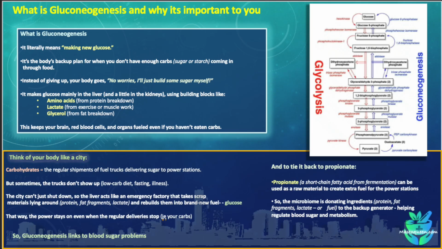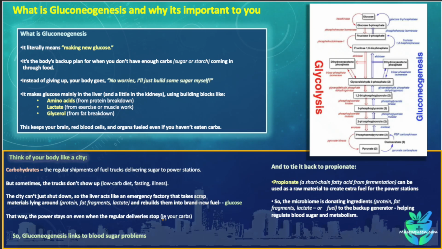So think of your body as like its own little micro city, okay? Carbohydrates are regular shipments of fuel trucks delivering sugar to the power stations. But sometimes the trucks don't show up, like when you're fasting or when you're sick or during a low-carb diet. The city can't just shut down, or your body in this case, so the liver acts like an emergency factory. It takes scrap materials like protein, fat fragments, and lactate and rebuilds them into a brand new fuel called glucose. That way, the power stays on even when the regular deliveries stop.